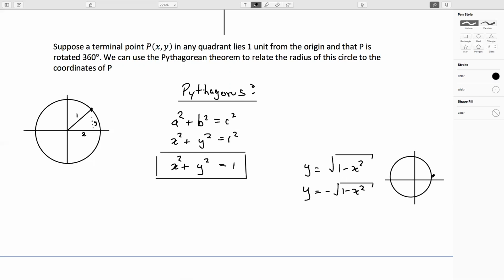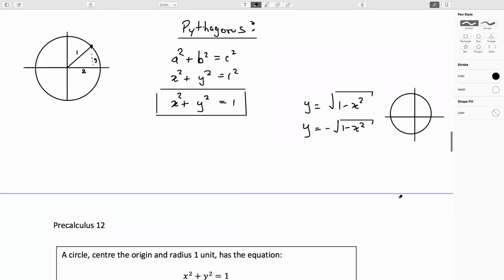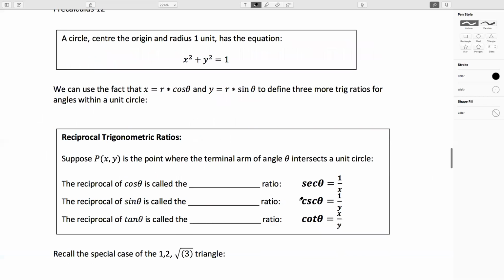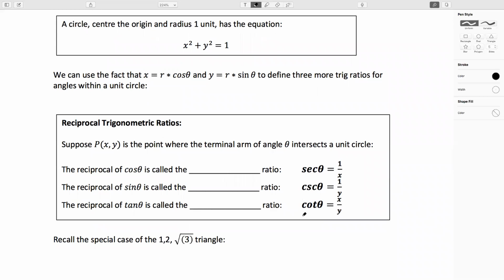You can change that radius, and you'll change the size of your circle. So the circle centered at the origin with radius 1 has the equation x squared plus y squared equals 1. You can use the fact that x equals r cos theta and y equals r sine theta to define 3 more trig ratios. So suppose point P, given coordinates x and y, is the point where the terminal arm of theta intersects the unit circle.